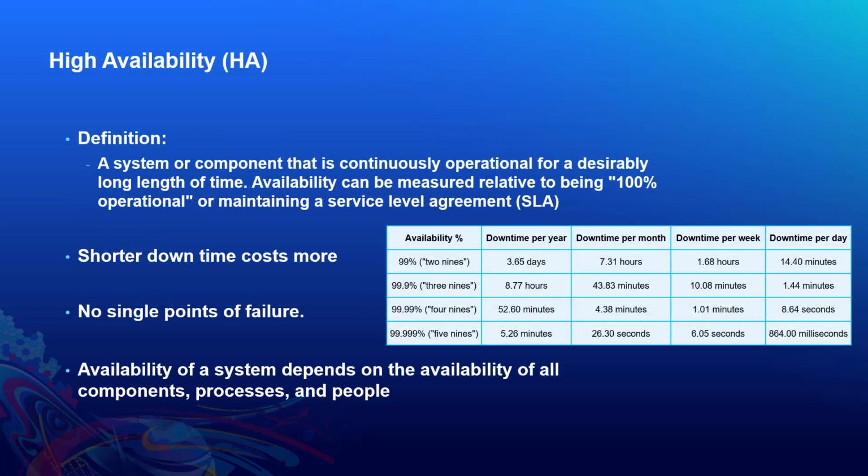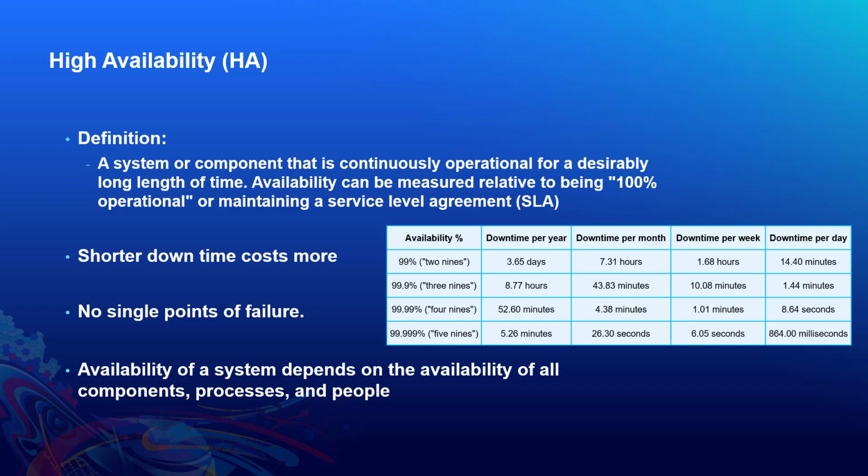First, it's important to talk about what high availability is. Well, by definition, it's a system or component that is continuously operational for a desirable set of time. And it's going to be measured relative to being 100% operational, or maintaining a service level agreement, or SLA. And it's often measured in the number of nines. So are you 2 nines, 3 nines, 4 nines of availability? And naturally, the more nines you have, the more costly it is.